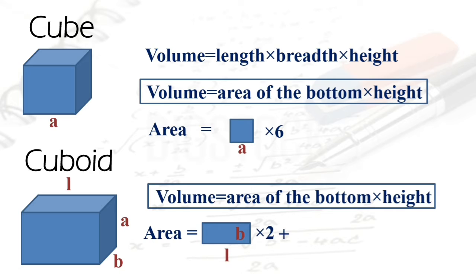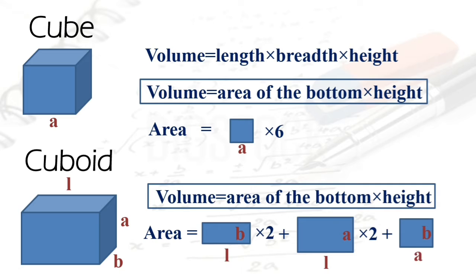Then you have to add that answer for this rectangle, which has the breadth as a and length as l. Then you have to multiply it by 2 again. Then finally there is another rectangle, the breadth as b and length as a. Again you have to do the same thing. That means you have to find out the area and multiply it by 2. Then if you add all these rectangles, you can easily get the surface area of this cuboid.